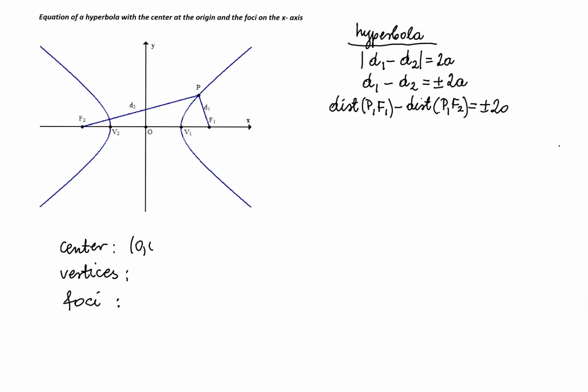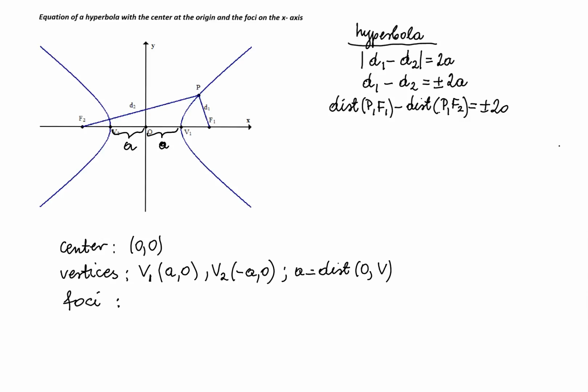So we know that the center is positioned at the point 0, 0. We also know from the discussion of a hyperbola that the distance between the center and the vertex is a, the number that appears in the definition of a hyperbola. And therefore, this tells me that vertex V sub 1 has coordinates a, 0, and the vertex V sub 2 has coordinates negative a, 0. And a here is the distance between the center and a vertex.